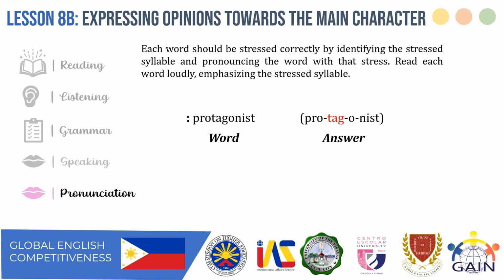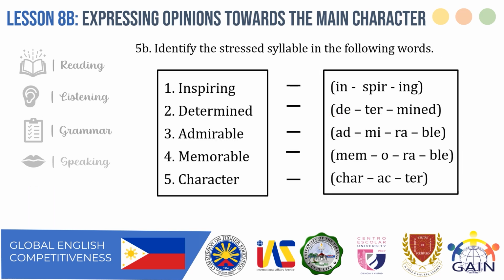Each word should be stressed correctly by identifying the stressed syllable and pronouncing the word with the stress. Read each word loudly, emphasizing the stressed syllable as you speak. For example, protagonist. With the stress, it's protagonist. Again, protagonist. The stressed syllable is the second one, protagonist. Now, identify the stressed syllable in the following words. Pause this video to answer. And here are the correct answers.